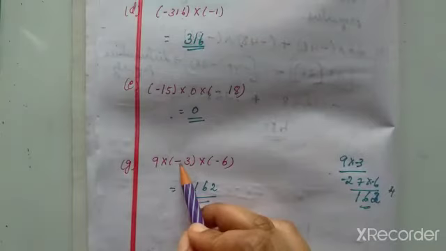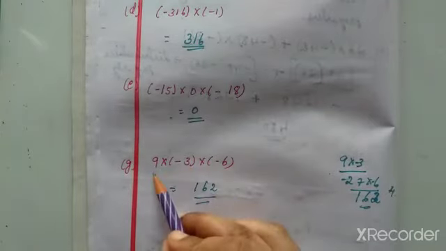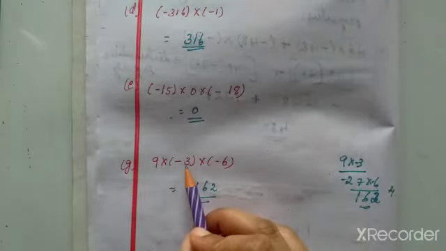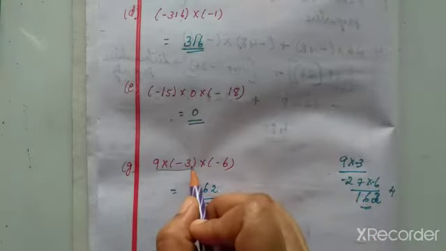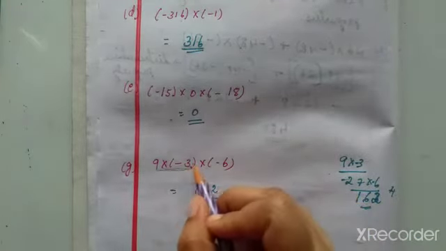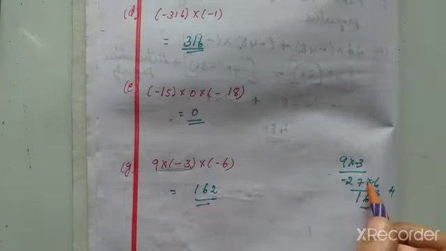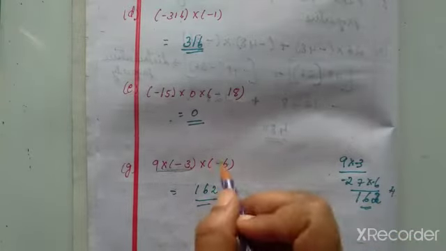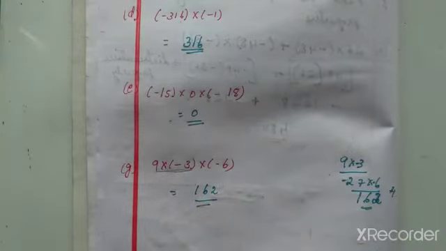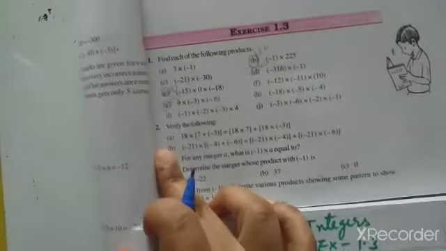9 into minus 3 into minus 6, G1. Okay, 9 into 3 first you have to multiply. 9 3s are 27. Then these two numbers you have to multiply, 27 into 6. Answer is 162. Minus into minus is plus. Now fifth.